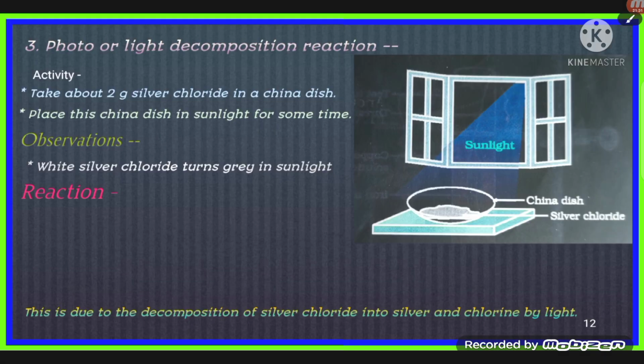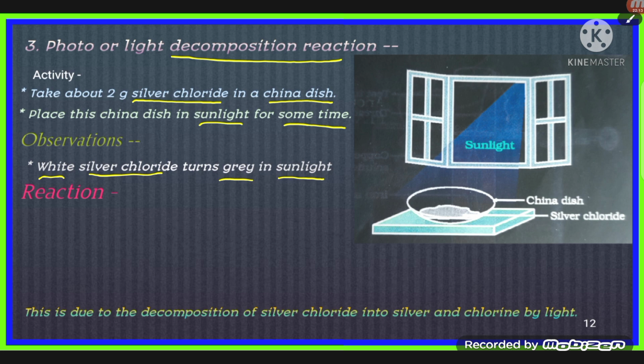Let us know about photo or light decomposition reaction. Here also one activity is given in your textbook. Let us know about it. In this activity, we take 2 gram silver chloride in a china dish. Look at this picture. Place this china dish in sunlight for some time. After some time, the observation of this reaction: white silver chloride turns gray in sunlight.